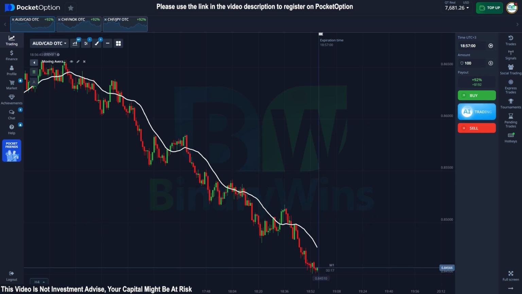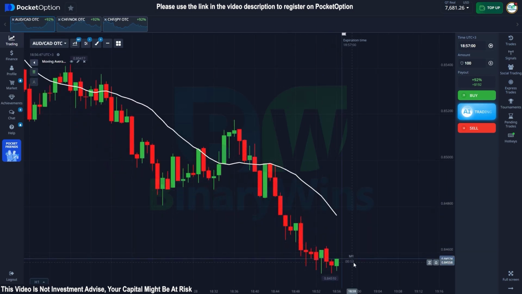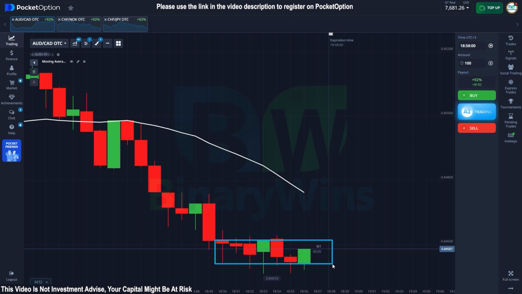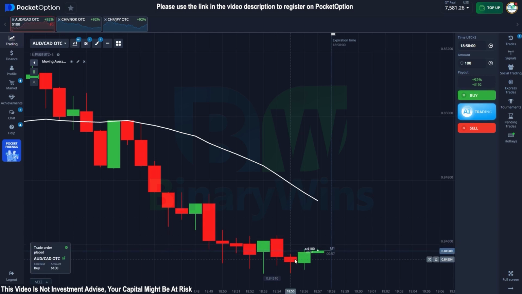So, as you can see, our trend is downtrend. Well, the candles have formed a sideways range, a consolidation area. I entered a higher trade. If you look, we have a bullish engulfing pattern on the buyer's level.